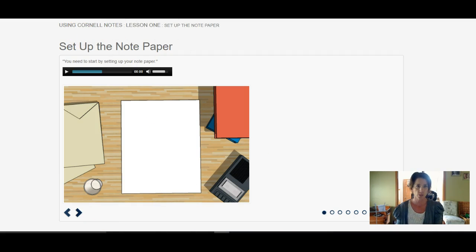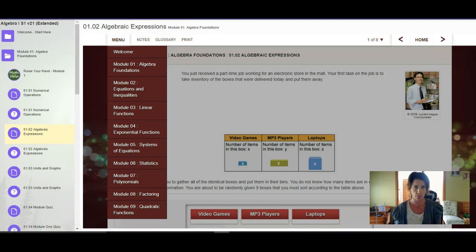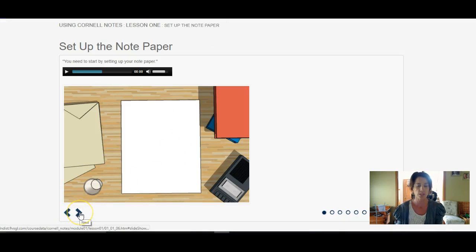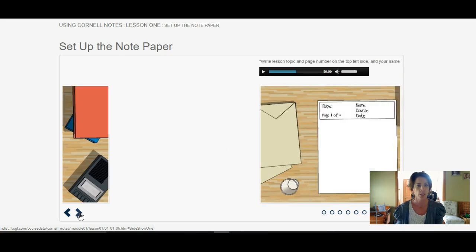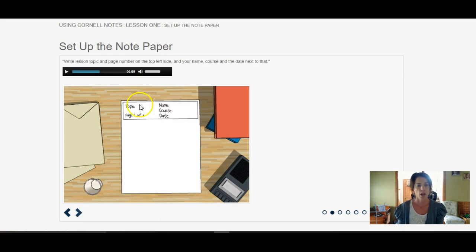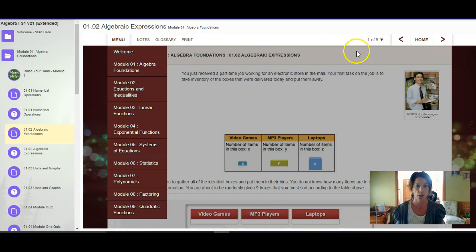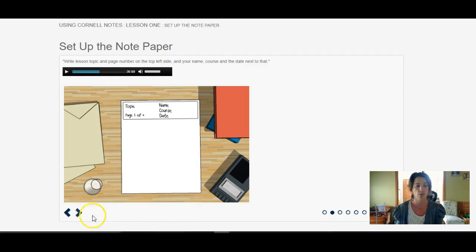If you click notes here, it goes through a little bit more and gives you some audio options. I'm just going to click through and explain them as I see them. You're going to set up your notebook paper. Ideally, you're going to make sure you put the topic on the top of it. So this would be 1.02, and again, we're talking algebra expressions, so make sure you put that. You can put the date on there. You don't necessarily have to put your name and course every single time.